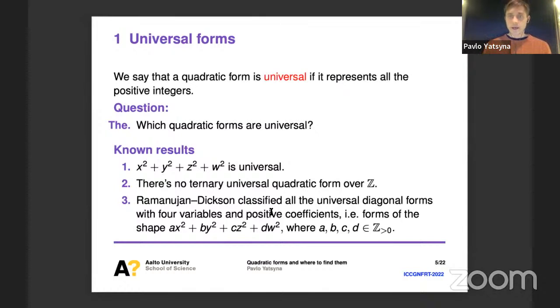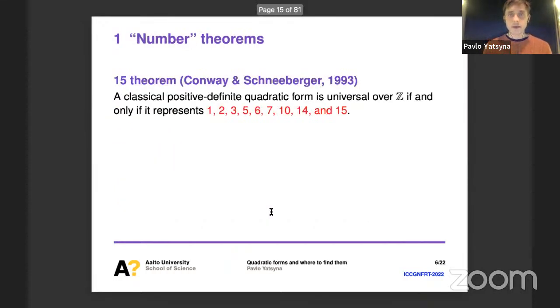But there was quite a big update in the past 30 years. So the first result came in so-called number theorems. Conway and his bachelor student Schneeberger proved the 15 theorem. The 15 theorem says, if you have a classical positive definite form, and by classical, it means that if you consider the corresponding Gram matrix, the Gram matrix is going to have integer coefficients.